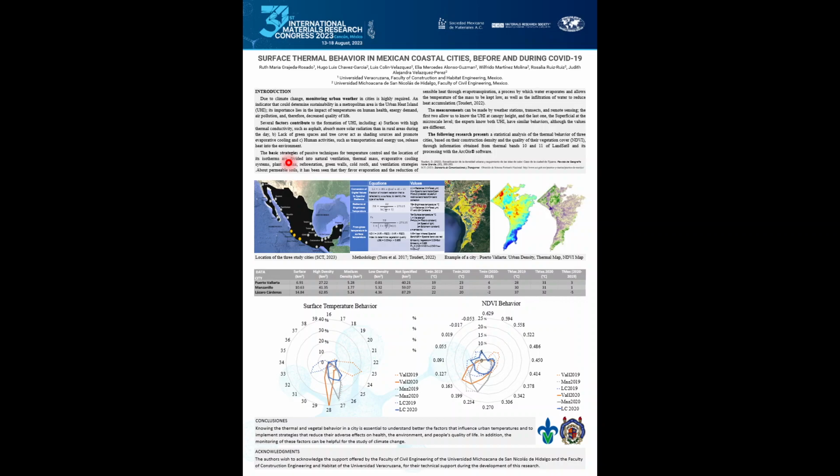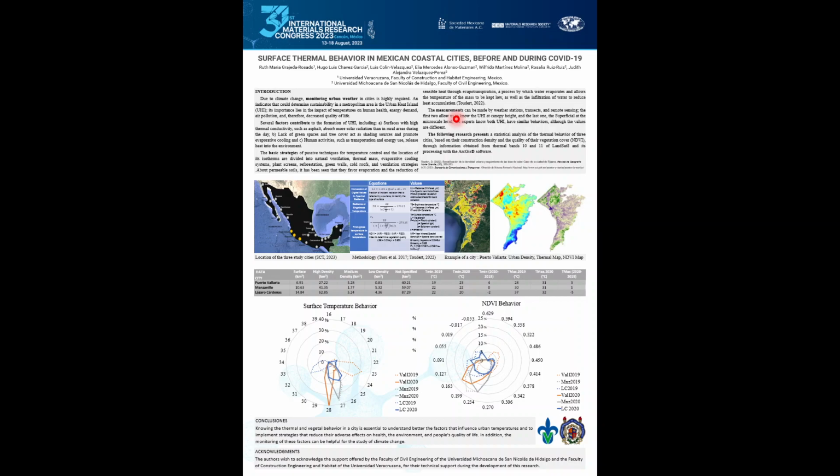The passive techniques for temperature control are divided into natural ventilation, thermal mass, evaporative cooling systems, plant screens, reforestation, green walls, and cool roofs. The measurements can be made by weather stations, transects, and remote sensing.